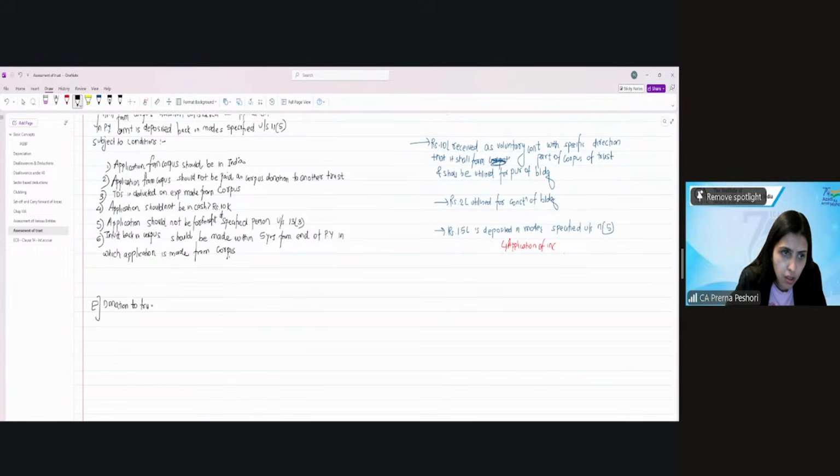Donation to a trust registered under section 12AB or 10(23C). Right? This, however, shall be considered as the application only to the extent of 85% of the amount of donation. So not 100% will be considered, but only 85% of the amount will be considered as application.